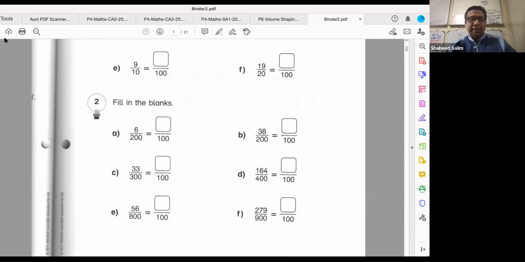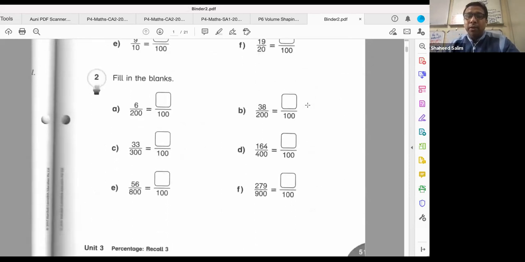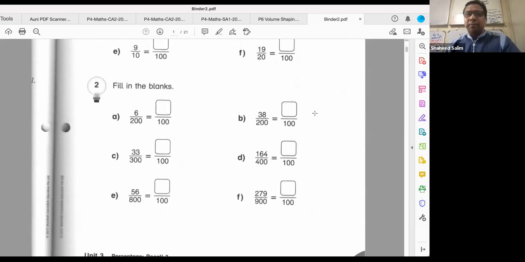So again, this is just the beginning. This one you have learned. Those of you who say you have not learned, you have learned. It's called recall. Recall means to remember. This one is still fraction. We have not gone to percentage yet. I'm just giving you what they call mukaddimah.